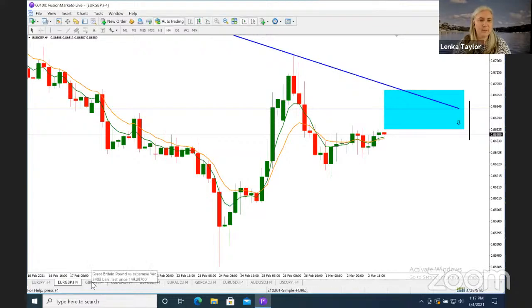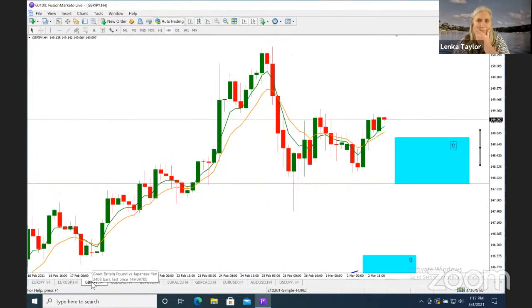Okay, so let's see. Here I'm looking for a further pullback, either going sideways or going further into this area where the rectangle is.